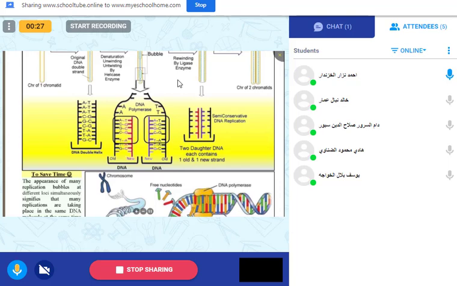So now, the original one that you had that is made of two black strands, okay? Now you have two new ones identical. Okay, but each one of them has a new strand while the other has an old strand. Is it clear? Yes. Is it clear?